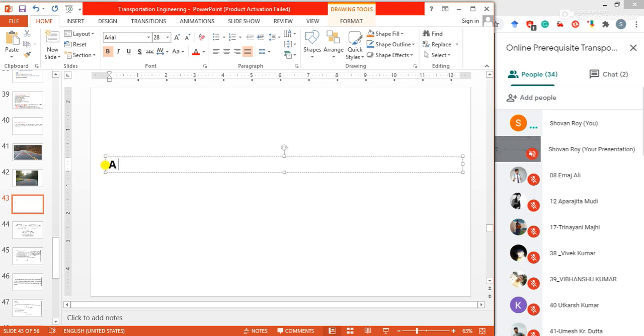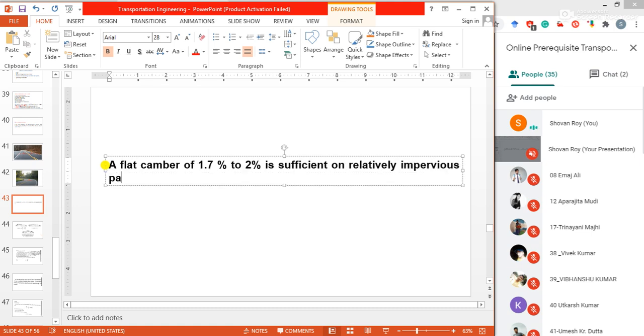A flat camber of 1.7% to 2% is sufficient on relatively impervious pavement surface. What are the impervious pavements?